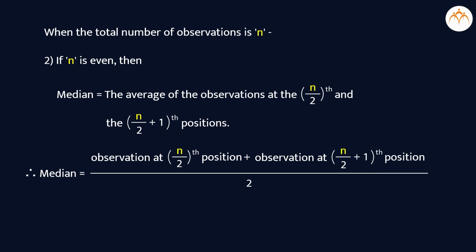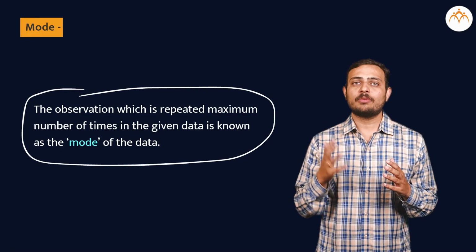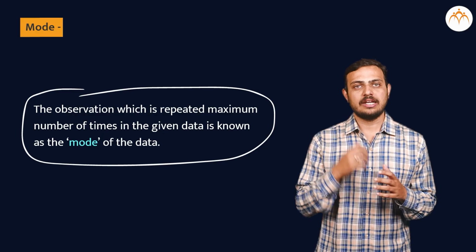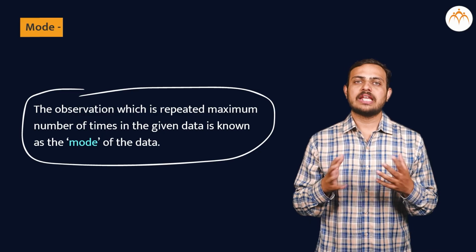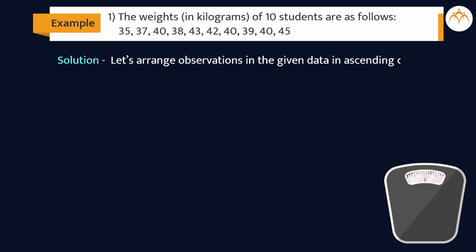Mode. The observation which is repeated maximum number of times in the given data is known as the mode of the data. Let's study this with an example. The weights in kilograms of 10 students are as follows: 35, 37, 40, 38, 43, 42, 40, 39, 40 and 45. Solution. Let's arrange observations in the given data in ascending order.